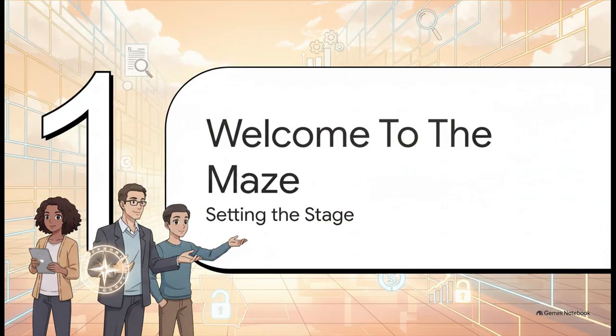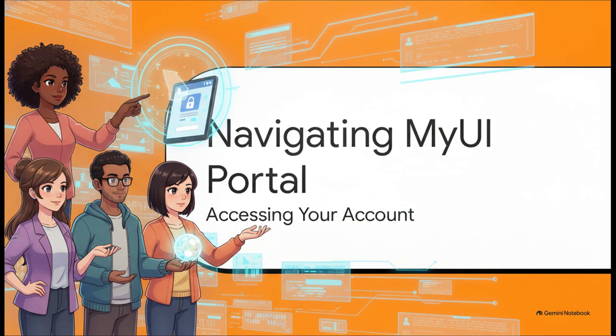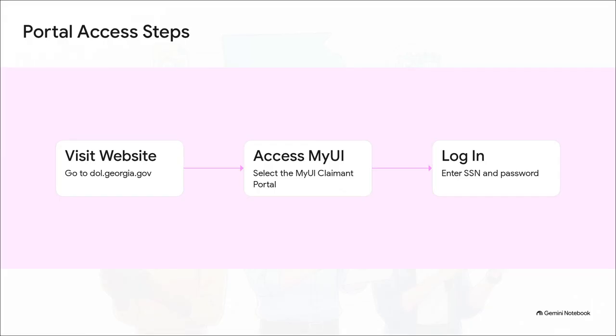Section 1. Welcome to the maze, setting the stage for success. Moving right along to Section 2. Navigating the MyUI portal. Accessing your account. Getting through the front door safely is step 1. Here's exactly how you do it. Step 1, visit the official website at dol.georgia.gov. Step 2, locate and click the MyUI claimant portal. And Step 3, enter your social security number and your password.